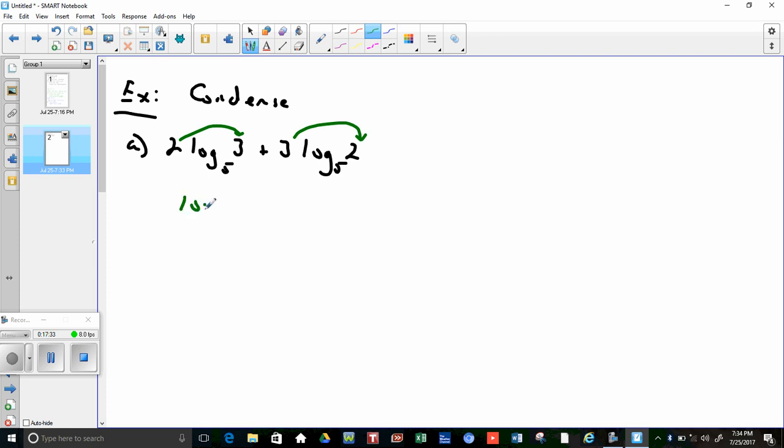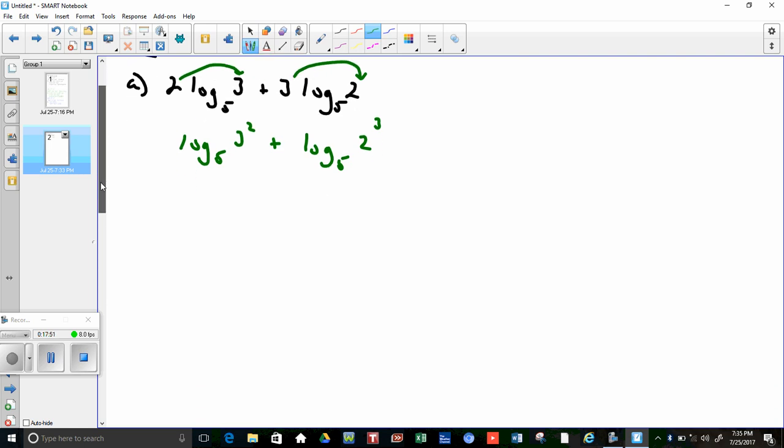So this will become the log base 5 of 3 squared plus the log base 5 of 2 cubed. Now in this case we can actually do 3 squared and 2 cubed. That's something we can do. If there's variables there, sometimes you won't be able to do anything with it. So let's go ahead and simplify that. That'll be the log of 9 base 5 plus the log of 8 base 5.